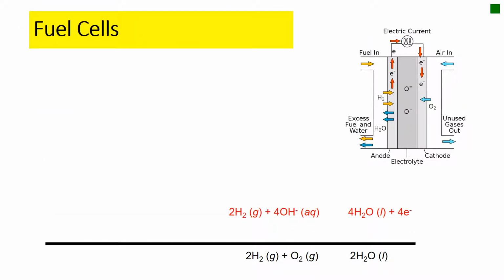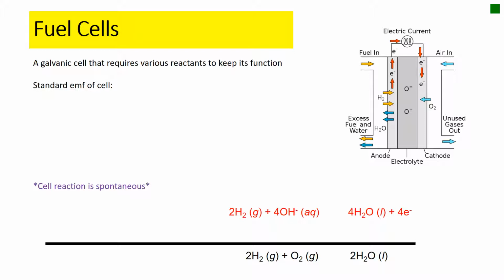Then you have your fuel cells, which are a galvanic cell that requires a continuous supply of reactants to keep functioning. The standard EMF of a cell. So the equation for that would be the following. The E° of your cell equals the E° of the cathode minus the E° of the anode.